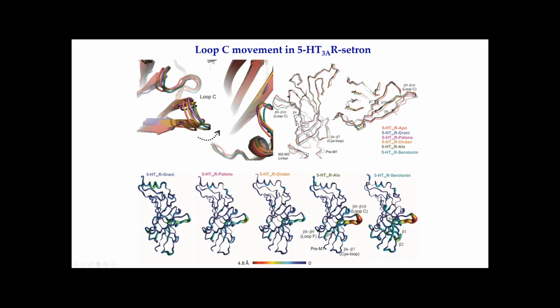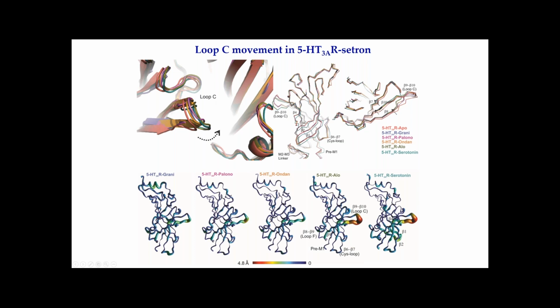Another thing we noted here is that each of the cetron molecules stabilizes loop C to a different extent when compared to the apo conformation and the serotonin-activated state 1 conformation. So as you can see, this is the apo and this is state 1, and you can see each of these cetrons stabilizes loop C to a different extent.